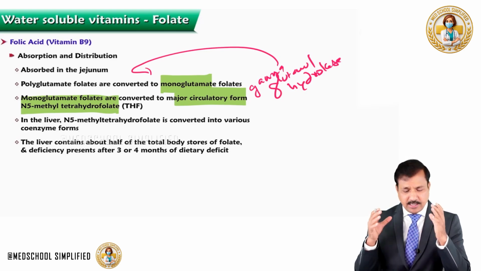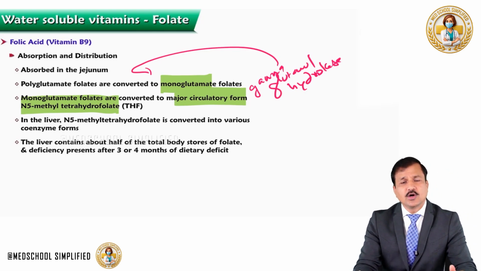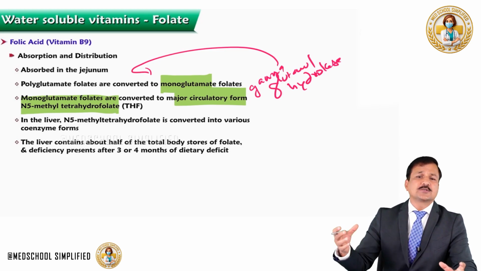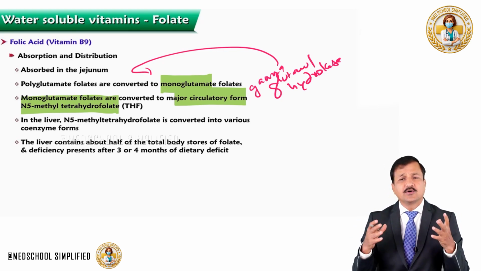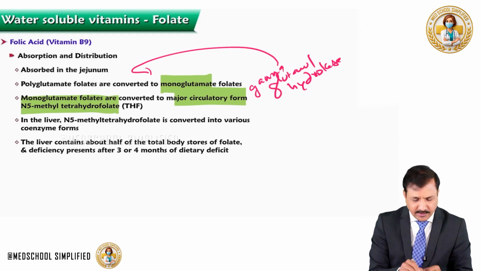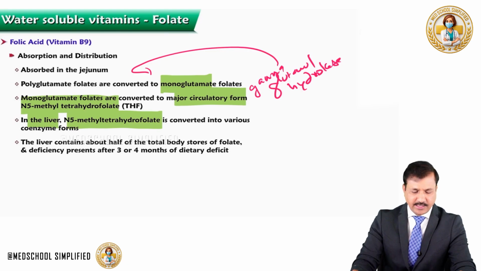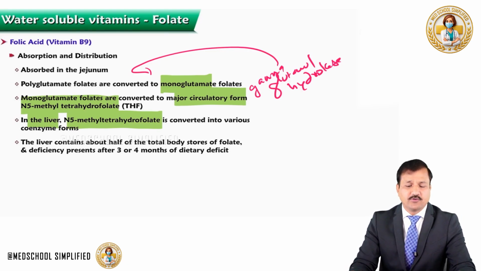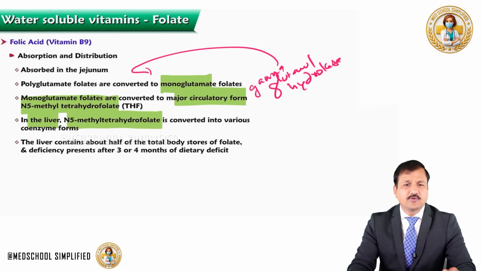In the portal blood, N5-methyl tetrahydrofolate is going to bind with two globulins and be transported in the blood. From the blood, the folate is taken up by tissues and used for metabolic functions, and some of the folate is specially taken up by the liver, and the liver is going to store this folate as N5-methyl tetrahydrofolate, which is a storage form of folic acid. So both the circulatory form and the storage form of folic acid is N5-methyl tetrahydrofolate. Make sure you remember that.